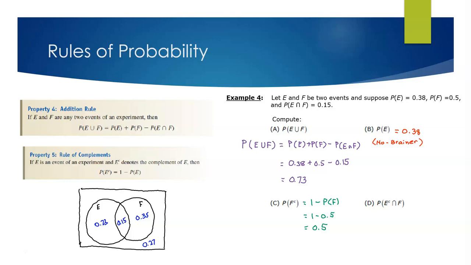So now I'm looking for the probability of something occurring not in E but in F. So I'm looking for the parts that are in F but not in E. So basically I'm looking at this region right here. And based off of that, its probability is going to be 0.35.